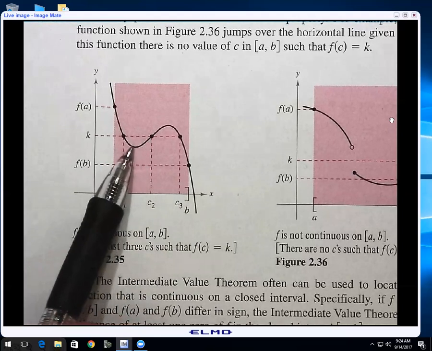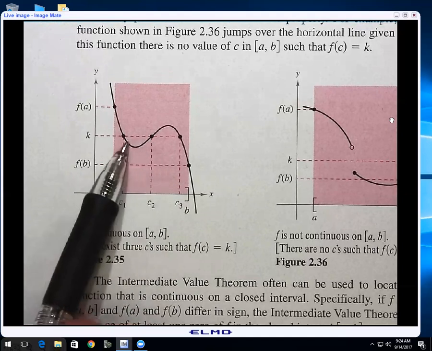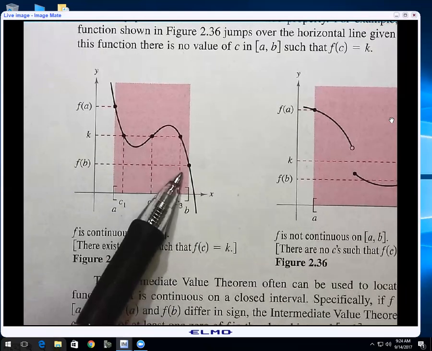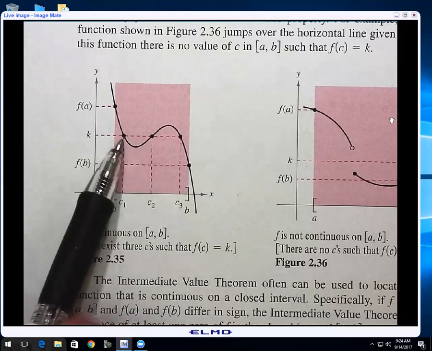If I said, I want to know if I can draw this without picking up my pencil, well, if the function's continuous all the way from here to here, it has to attain every single y value from here to here. There aren't going to be any gaps in the y values because the function's continuous from here to here.